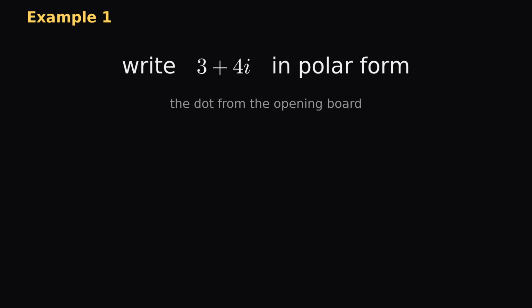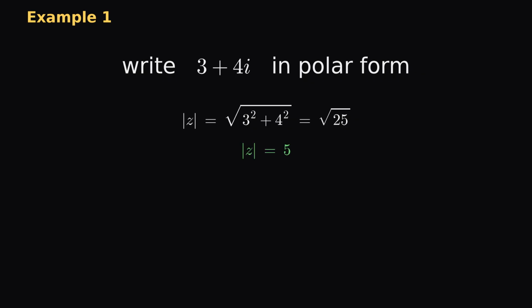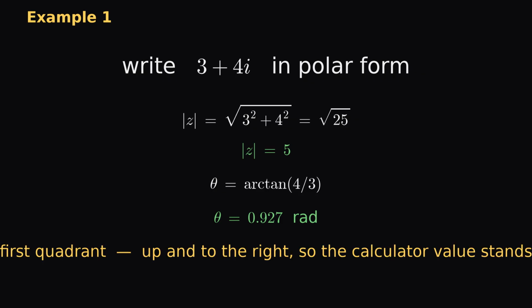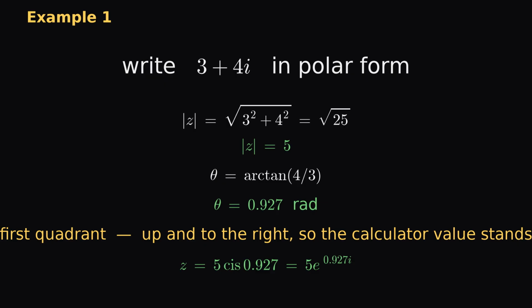Example 1. Write 3 plus 4i in polar form. Modulus first. Root of 3 squared plus 4 squared. Root 25. 5. Now the argument. Arctan of 4 over 3. 0.927 radians. And the point is in the first quadrant, up and to the right, so the calculator value is fine as it stands. 5 cis 0.927. Or 5e to the 0.927i.